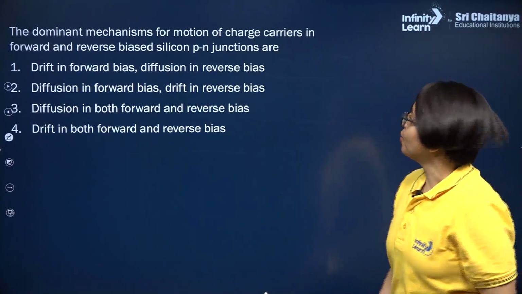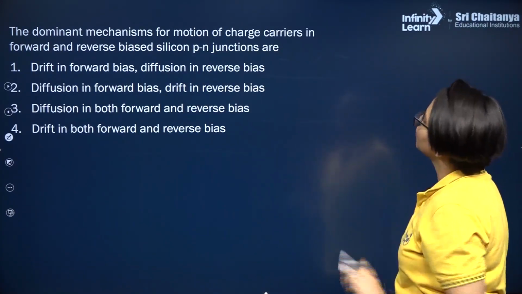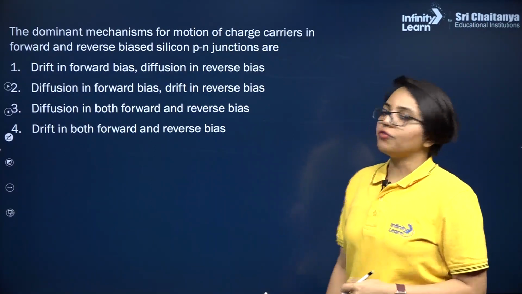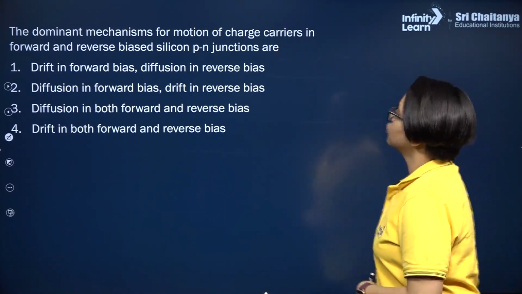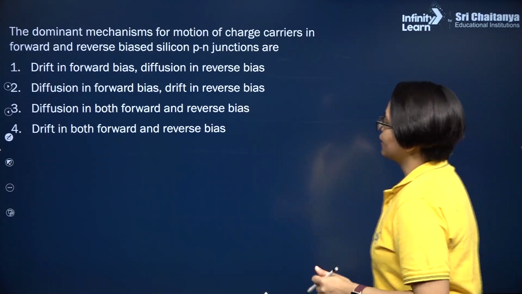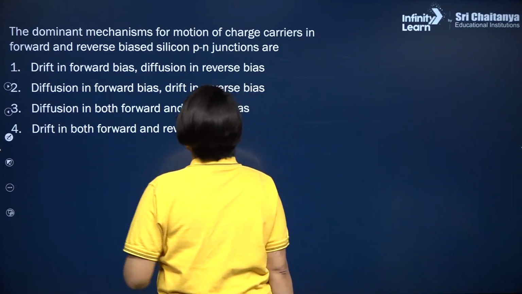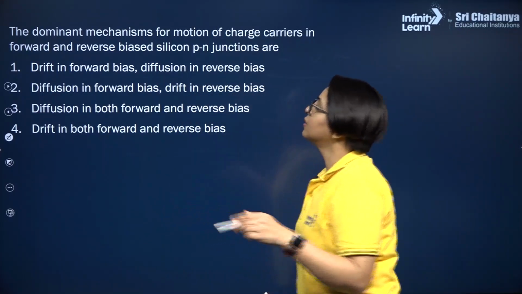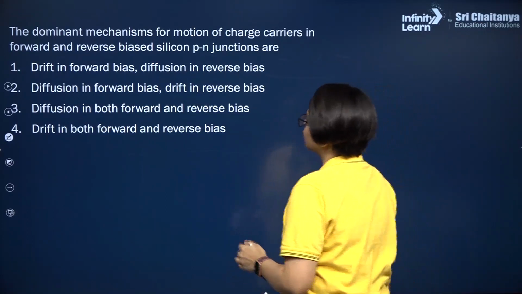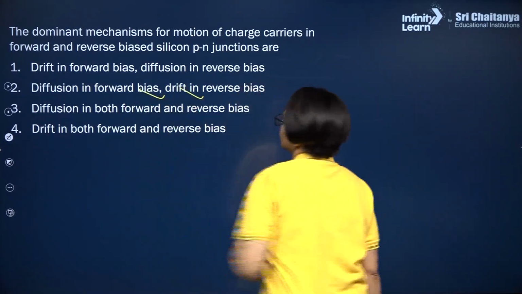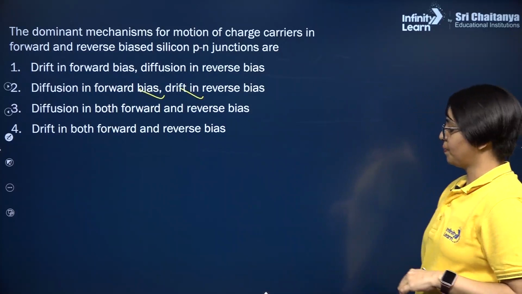Next is, the dominant mechanisms for motion of charge carriers in forward and reverse bias silicon PN junctions are. So, for forward bias, diffusion current is main, and for reverse bias, drift current is there, right. So, diffusion in forward and drift in reverse. So, the correct answer is option 2.